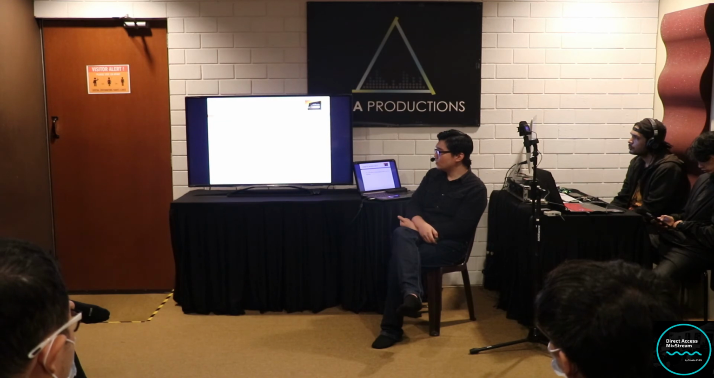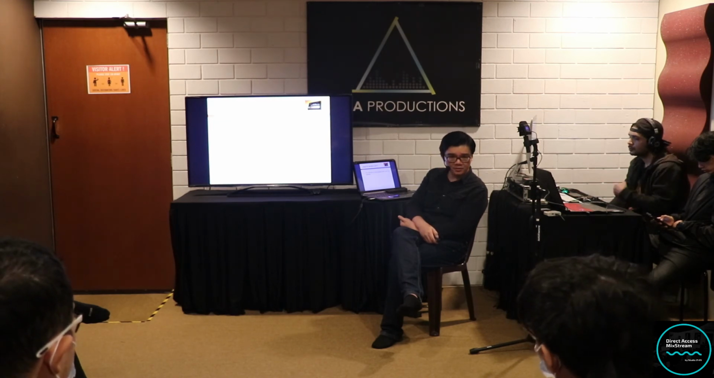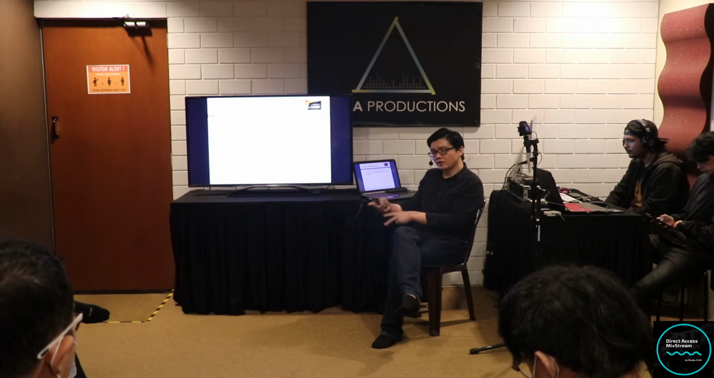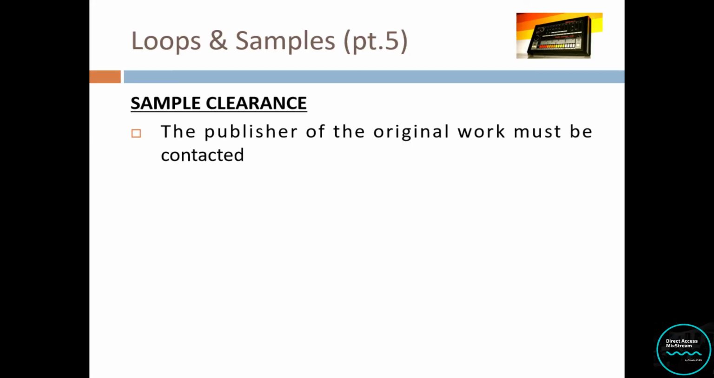So how do you go about it if you are going to be using samples? Samples here could be drum loops. Maybe you sample and extract a certain drum loop, or it could be a vocal line or an instrumental part. First of all, the publisher of the original work must be contacted. The publisher here is the party that represents the composer and lyricist. That's the first party you need to contact.